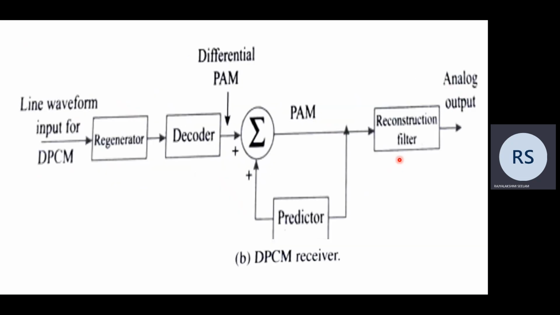This is the DPCM transmitter, and this is the DPCM receiver. Here the line waveform is the input for the DPCM. We send it to the regenerator, then to the decoder, so that we get the differential PAM. Combined with the output of the predictor, we obtain the output. These two are sent to the reconstruction filter, so that we obtain the analog output. So this is the DPCM receiver.